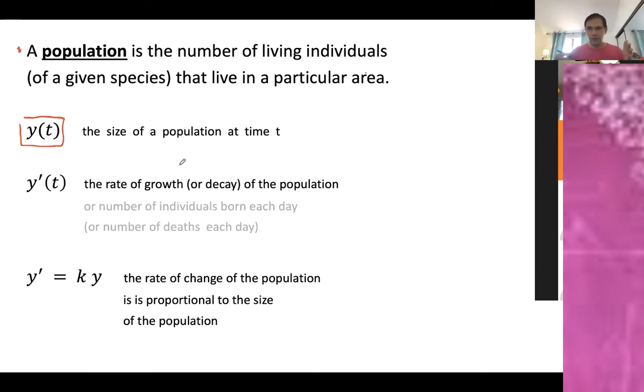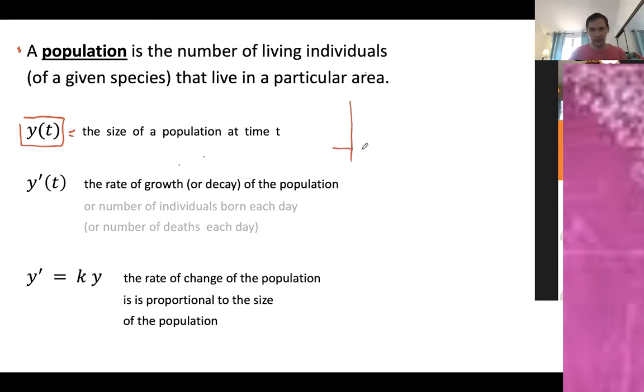The population will be changing. The number of individuals will be a function of time. The size will be a function of time. So let's say y of t is the size or the number of individuals in this given population at the time t, because the number of individuals is a function of time and will be changing. Okay, so let's see, this is my t-axis.